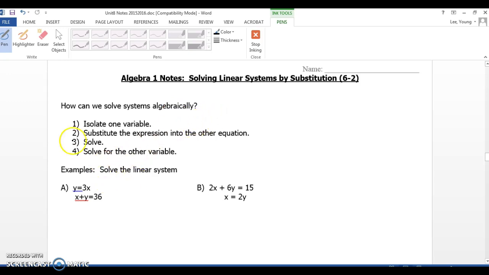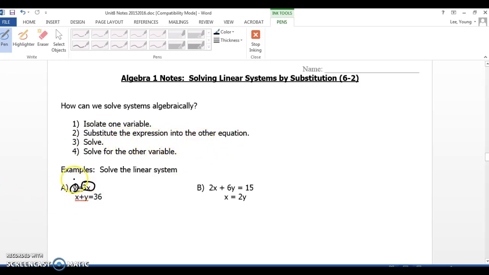What do we need to do first? First of all, we need to isolate one variable. So for example, if you look at example A, y is already equal to 3x, and x plus y equals 36. Now, one of the variables is already isolated, so we can definitely use substitution. So we know that y is the same as 3x. Is that right? Now step number 2: substitute the expression into the other equation.